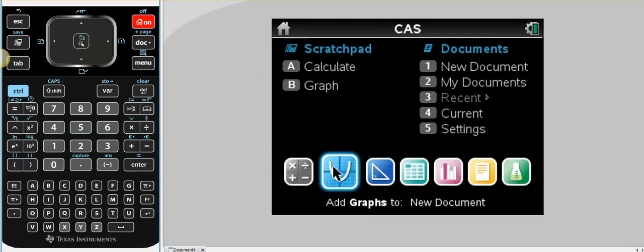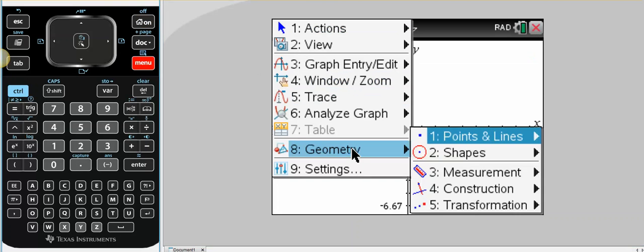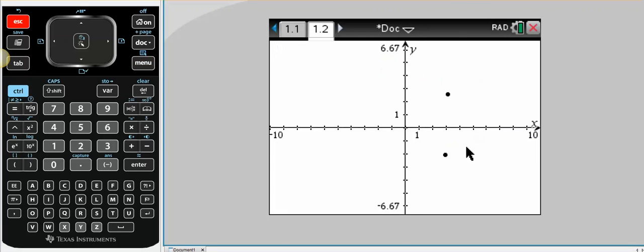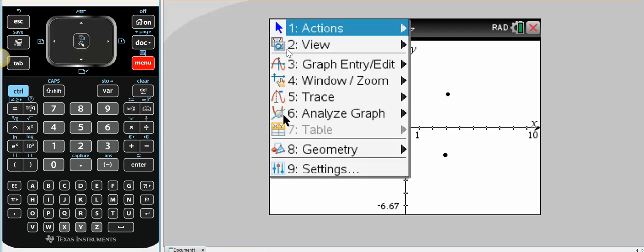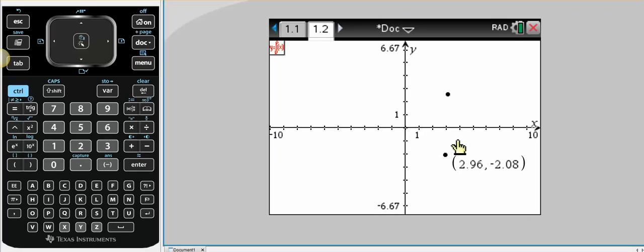So if I start a new graph page, what I would need to do is insert a couple of points. If I insert a point here and let's say a point here, escape out of that, I then need to bring up the coordinates. So I go to actions, coordinates and equations, have one there and I'll have one there. From there I escape out of it and I'll change one of these to (1, 1).